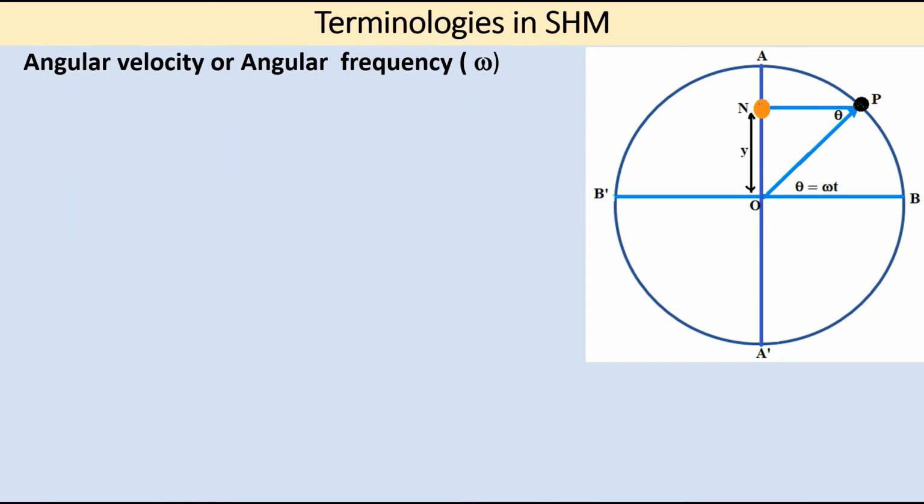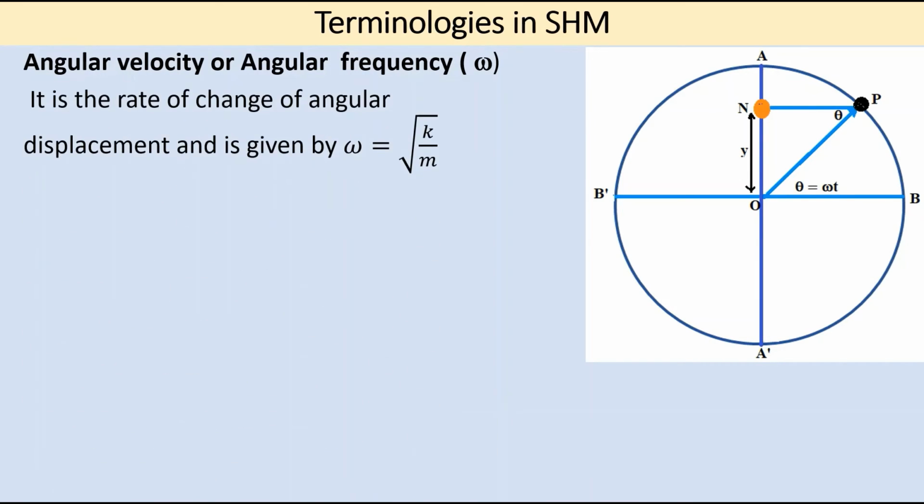Angular velocity or angular frequency, omega. It is the rate of change of angular displacement and it is given by omega is equal to square root of k by m, where k is the force constant and m is the mass of the particle which is undergoing simple harmonic motion.